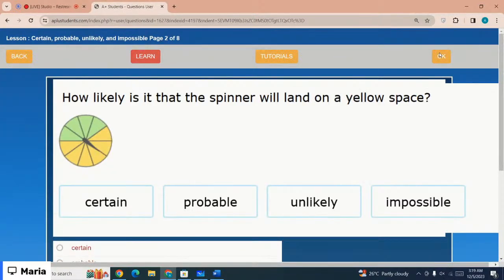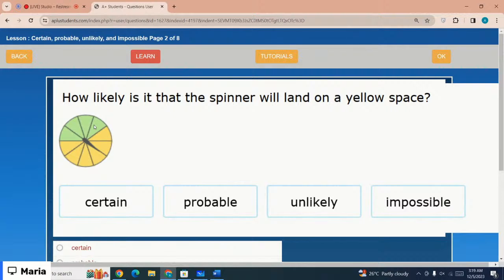How likely is it that the spinner will land on a yellow space? Right? Now you have yellow and green portions. Let's count how many of them are yellow and how many of them are green. One, 2, 3, 4, 5, 6, 7, 8, 9, 10. The spinner has 10 portions, right? Out of the 10, 6 of them are yellow and 4 of them are green, right? So that means yellow is more than green, right? You have more chances it will land on yellow, right?